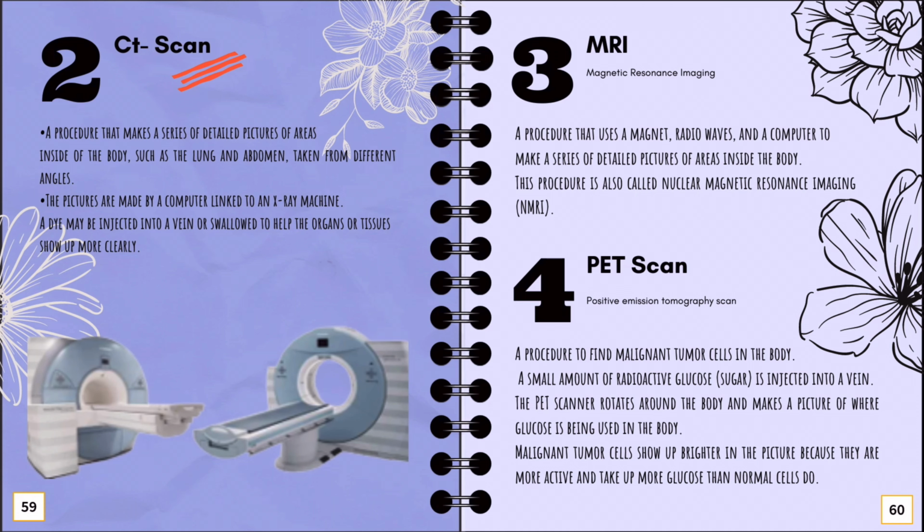Other than that, PET scan. PET scan, or positron emission tomography scan, is a procedure to find malignant tumor cells in the body. A small amount of radioactive glucose, sugar, is injected into a vein. A PET scanner rotates around the body and makes a picture of where glucose is being used in the body. Malignant tumor cells show up brighter in the picture because they are more active and take up more glucose than normal cells do.